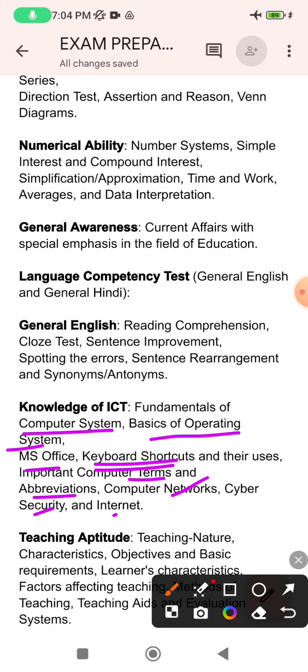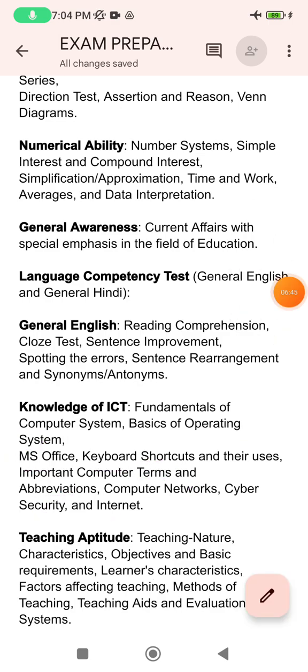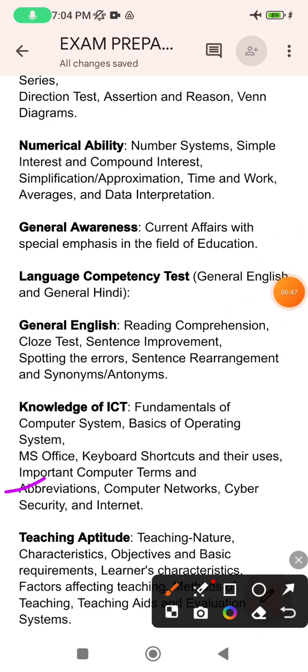All topics are very important, whether it is abbreviations or keyboard shortcuts and their uses, MS Word or the operating system, or cyber security or internet.